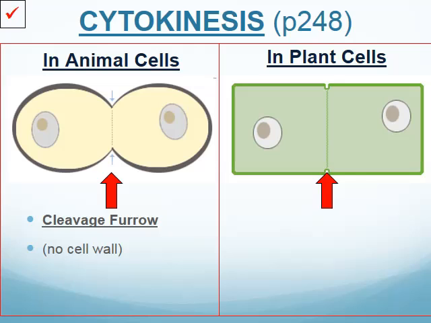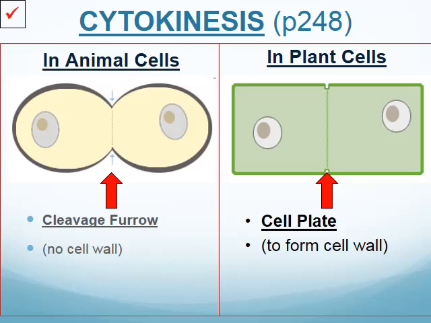Meanwhile, in plant cells, we can't really split it right down the middle because of the cell wall. What we have here instead is something called the cell plate. The cell plate is eventually going to form our cell wall between the original cell, making it go from 1 to 2.